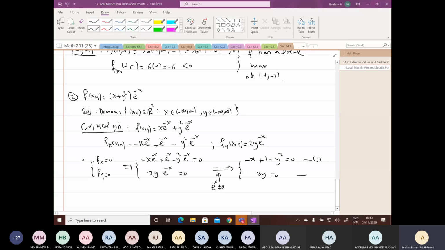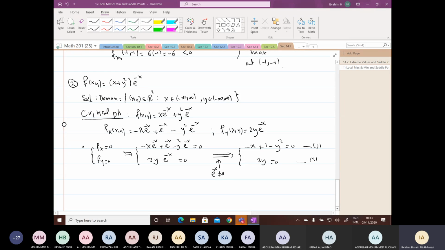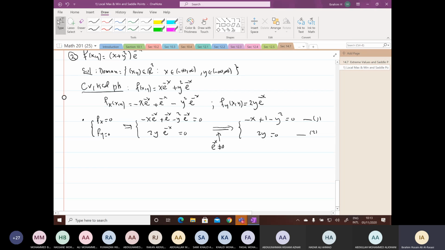So this is equation 1 and this is equation 2. You have a system of two equations as usual. From the second equation, you get y equal to 0. Substitute in the first equation, you get minus x plus 1 minus 0 equal to 0, and hence x equals 1. So this gives one critical point, (1, 0), one critical point of the first type.